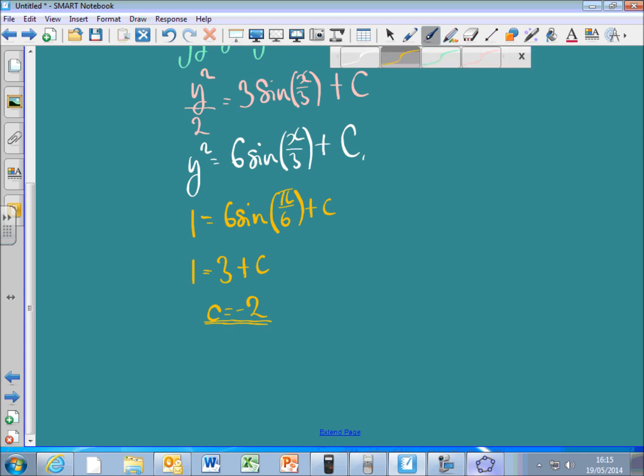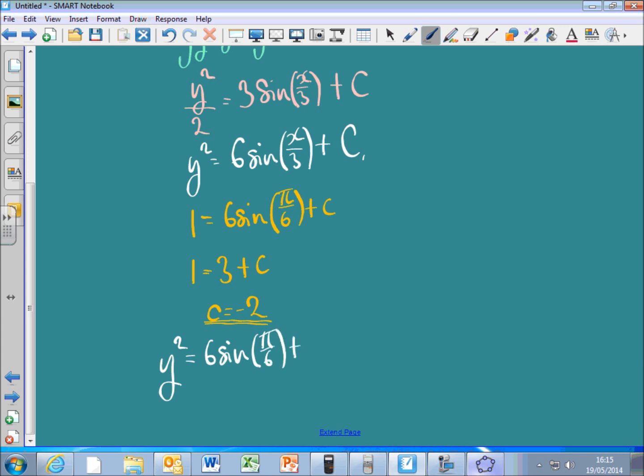Okay, so the actual particular solution, what it's asking you to find: y squared is equal to 6 sine pi over 6 plus the c I just found, which was actually -2.